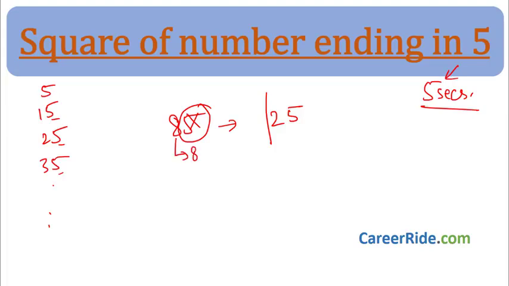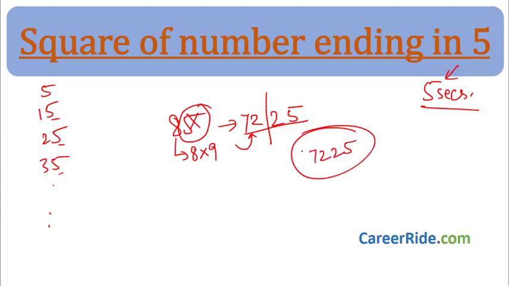Take 8. What is the next digit after 8? What comes after 8? 9. We know 7, 8, 9. So 9 comes after 8. Okay, 8 into 9 is 72, right over here. This is the square of 85: 7225. You can check the calculator.